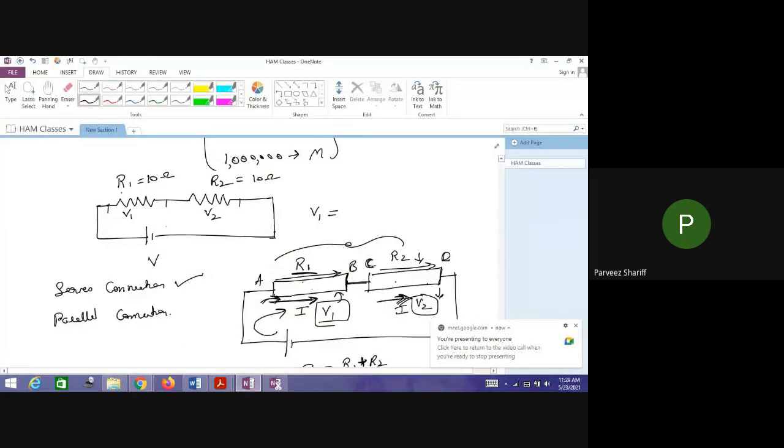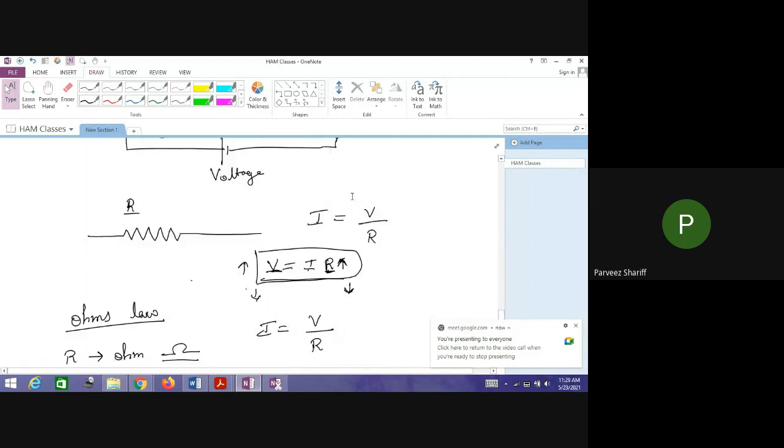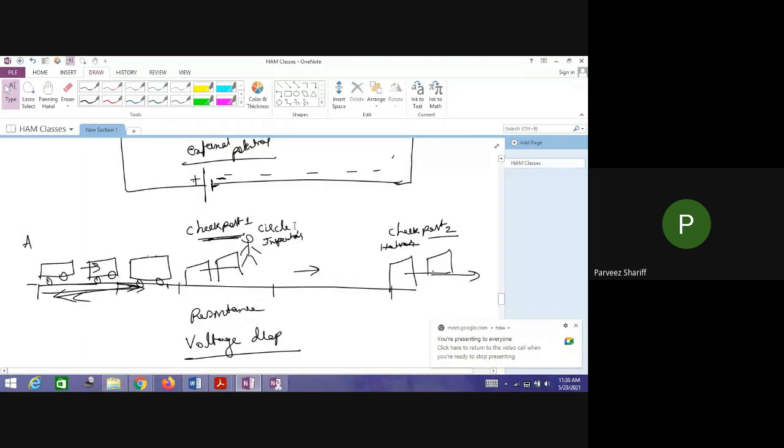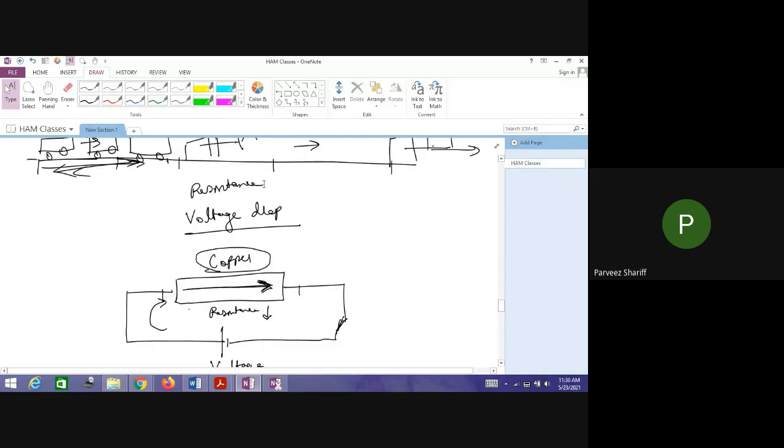So when the resistance value is the same, then the voltage drop across the points is also the same. If we take the example of this check post, if the kind of checking that happens at both check posts is the same, then the traffic piling is also the same. It is not going to be different. If the same amount of time is taken to check one vehicle at the first check post as well as at the second check post, then the number of vehicles piled up will also be the same.